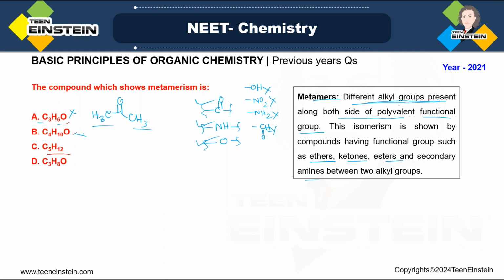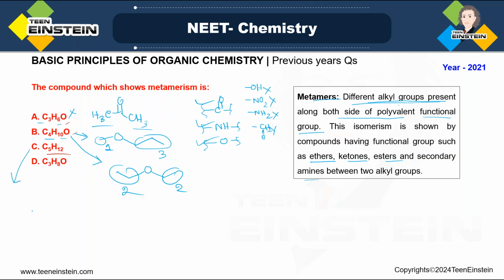Now what about B? In case of B, we have 4 carbon, 10 hydrogen. Now this type of ratio is for ether. Now for ether, total 4 carbon. Suppose this is one structure where you have 1 carbon on one side, 3 carbon on the other side. But you can also have a structure for this where there are 2 carbon on both sides, 2 carbon, 2 carbon. Here 1 and 3. So now it will be able to show metamerism.